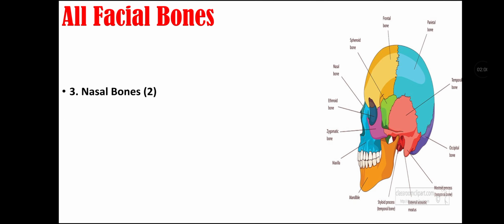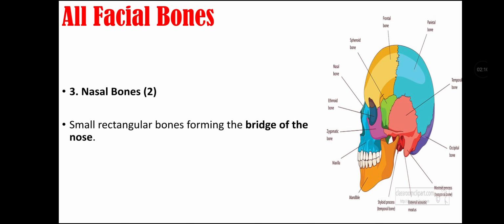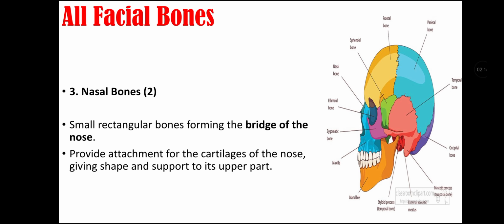Next facial bone is the nasal bone. As you can see in the diagram, the green colored bone in front of the face is the nasal bone. They are also paired bones, that means there are two nasal bones in every skull. They are small rectangular bones that form the bridge of the nose. They provide attachment for the cartilage of the nose, giving shape and support to its upper part.